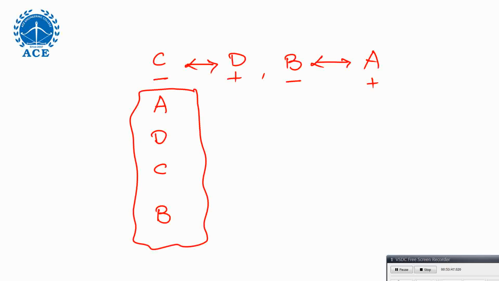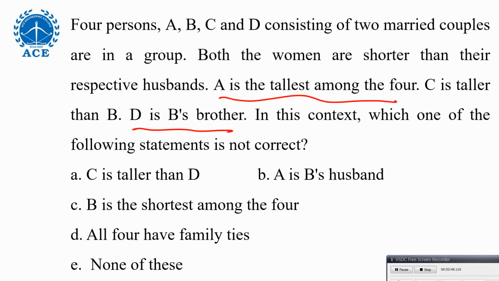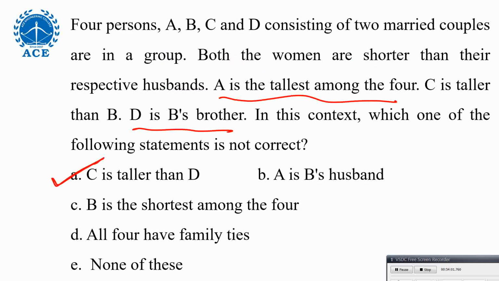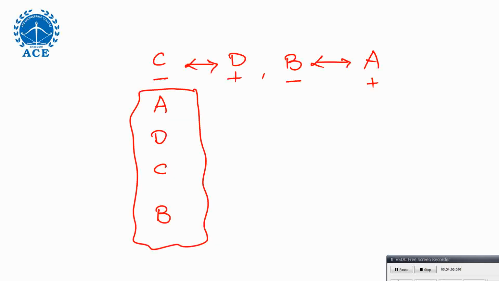Is it? False. So that's what they're asking. Not correct. C is taller than D. B is shortest among the four is one of the option. Yes, B is shortest among the four. That's all okay. But this is wrong. One is C is taller than D is wrong. Okay, as C and D are married couple, that clearly indicates D is taller than C. That D is a male, C is female. So as per the question.